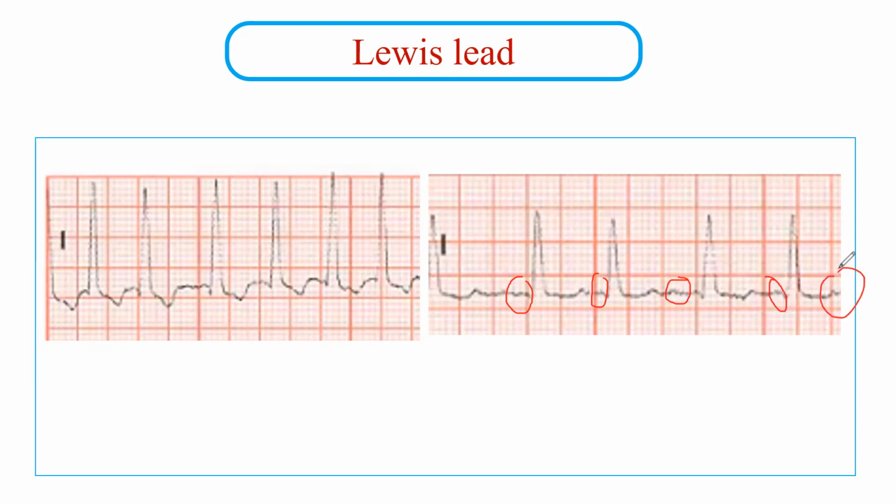So if you can see P waves in a patient with narrow complex tachycardia, this is by definition not SVT. So it's unlikely to be an SVT. The patient still has the irregularity, so this is likely to be AFib with RVR. Again, the Lewis lead placement helps us look at the P wave to better identify what type of tachycardia you are having.